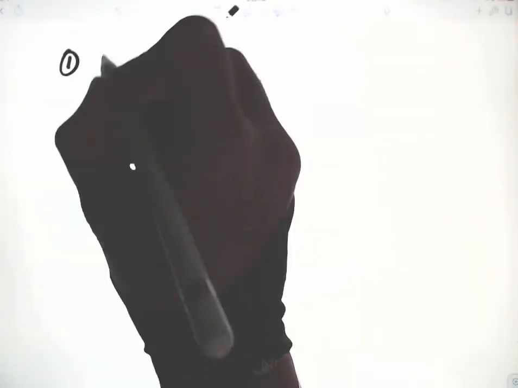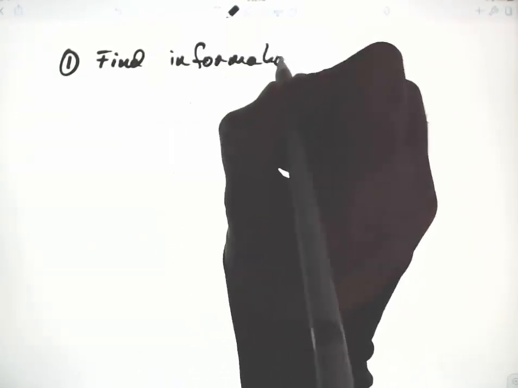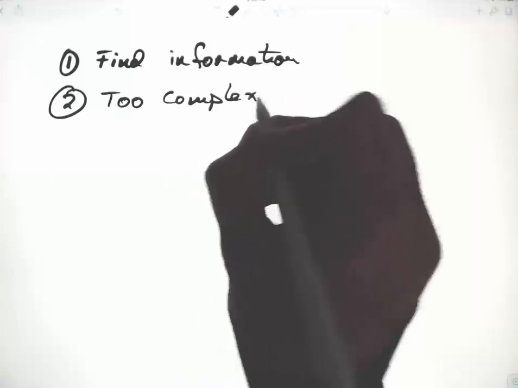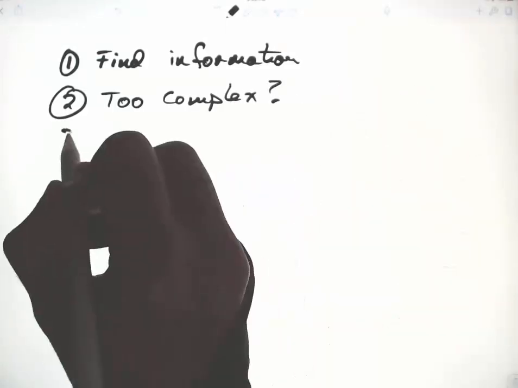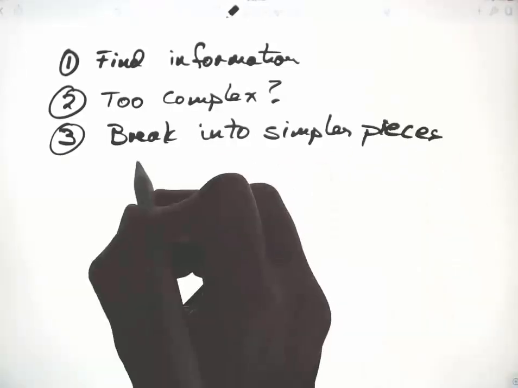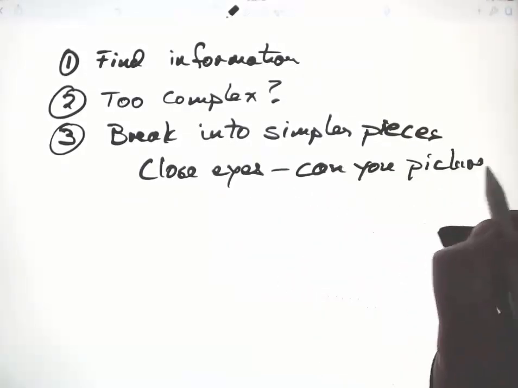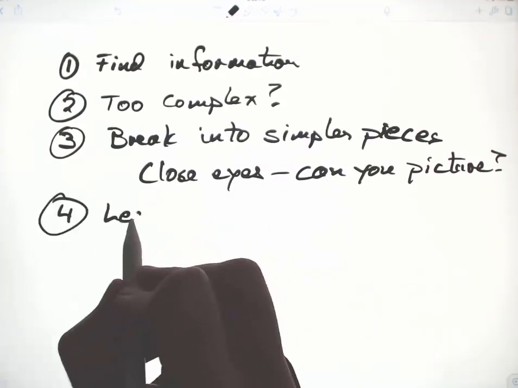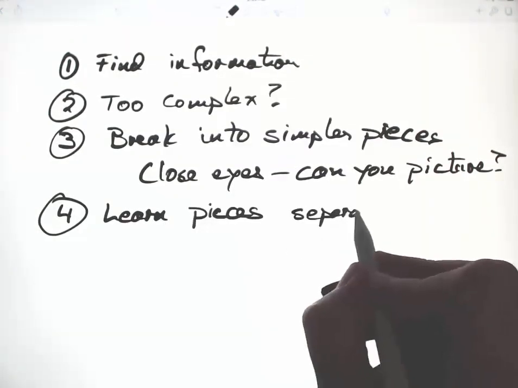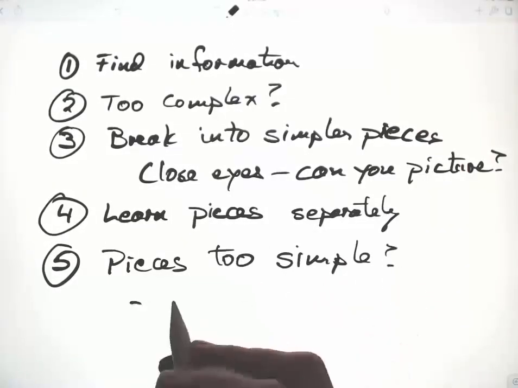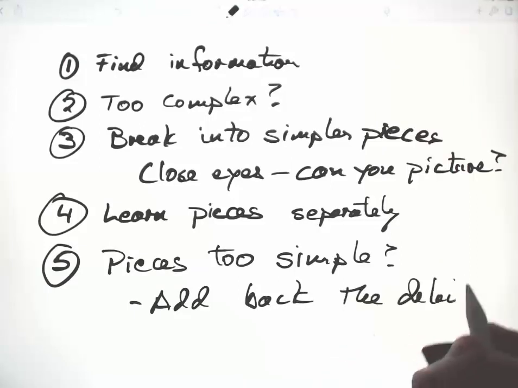Let's review what we went through in order to develop a minute sketch. One, find information. Two, is it too complex? And most of the time, it will be too complex. Three, break it into simpler pieces. How simple? Close your eyes. Can you picture it? If not, it's too complicated. If you can, it's simple enough. Four, learn the pieces separately. Five, once you learn it, add back.